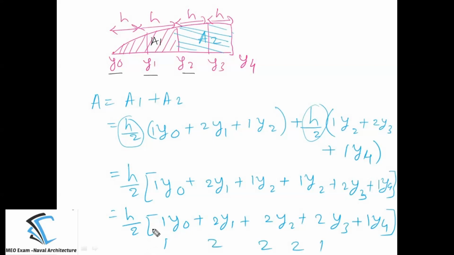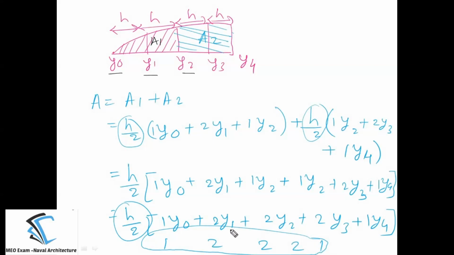So if you know the coefficients, we call these the trapezoidal multipliers. And y0, y1, y2, y3, y4 are ordinates, and the whole thing multiplied by h by 2 gives the area. If y0, y1, y2, y3, y4 are areas, then you will get the volume. Here I am targeting how to calculate the trapezoidal multipliers 1, 2, 2, 2, 1, so you have to keep that in your mind.